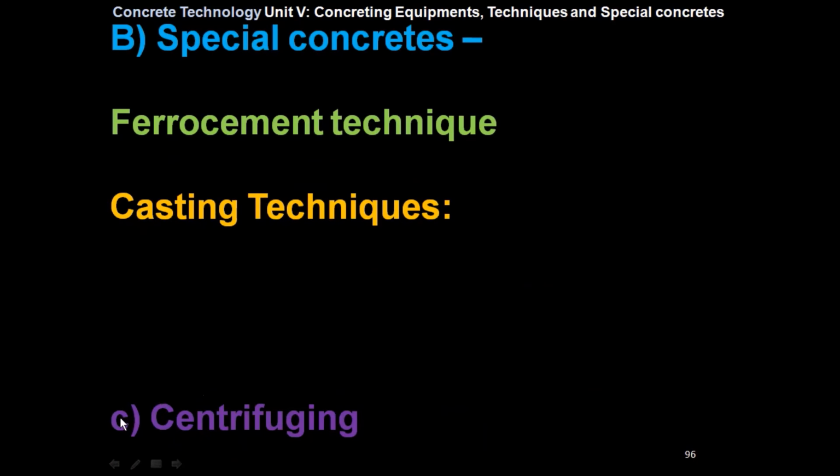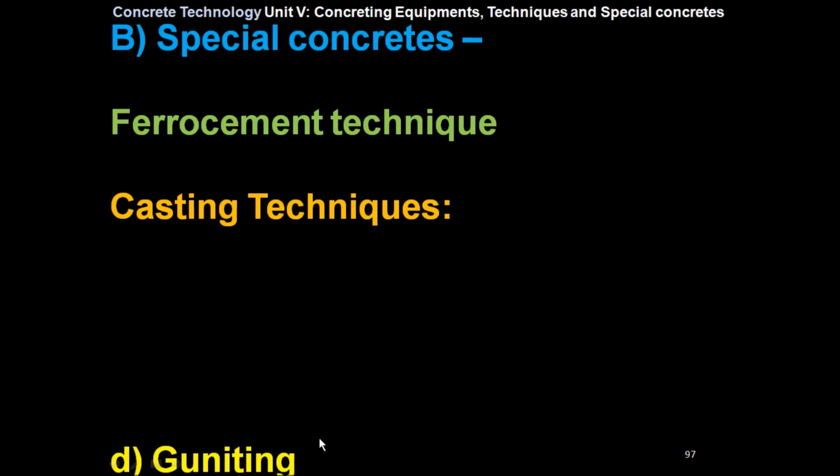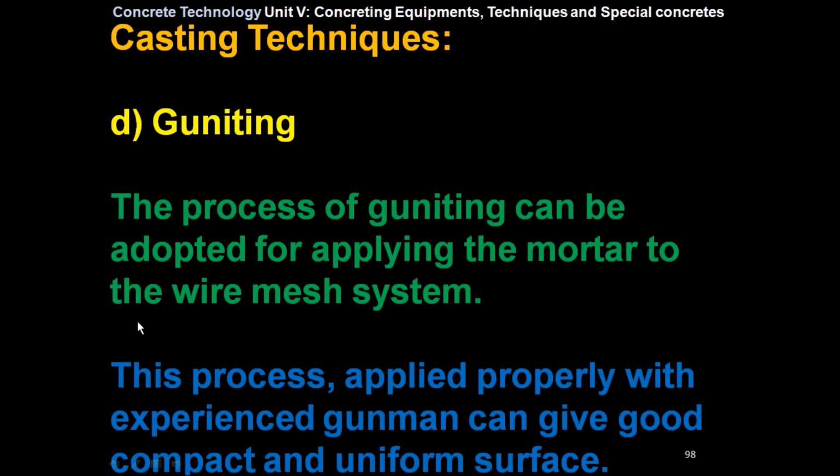So we have seen the third casting technique of ferrocement, that is centrifuging. Now we will see the fourth ferrocement casting technique, that is gunniting. The process of gunniting can be adapted for applying the mortar to the wire mesh system.